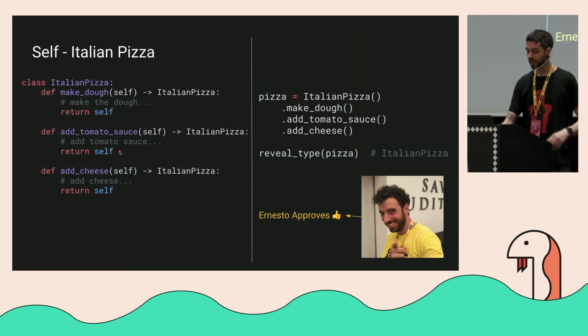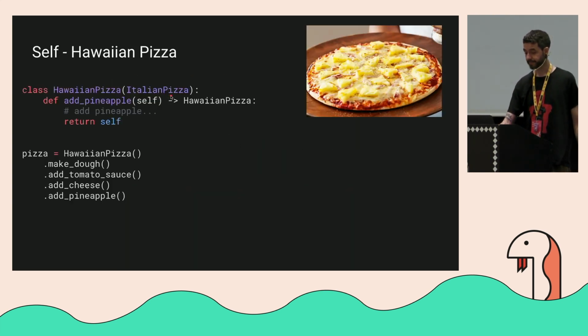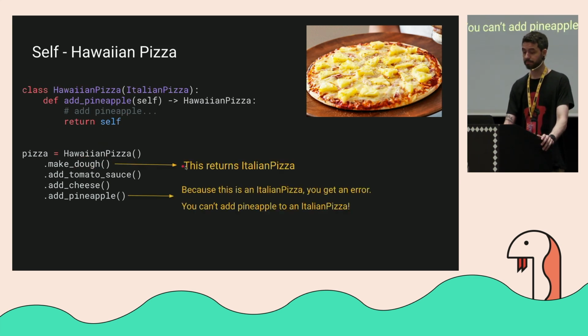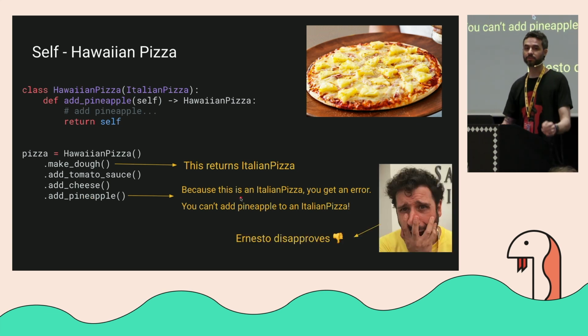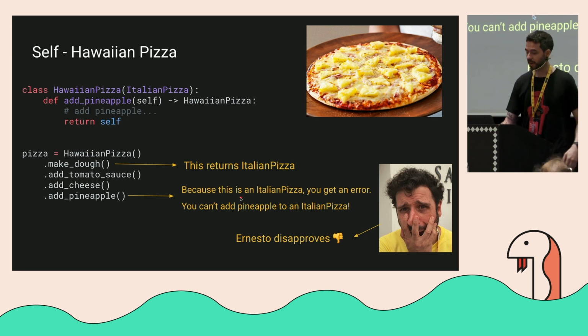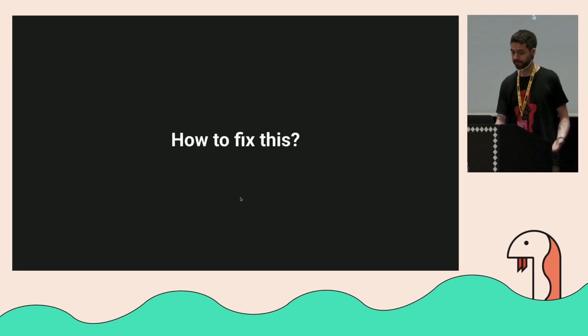If you notice it here, the make dough returns an Italian pizza. So when I do this, make dough, now this object is an Italian pizza. Add tomato sauce, okay, this is going to work. Italian pizza, you can add tomato sauce. Add cheese, it will work. You can add cheese to an Italian pizza. But you don't try to add pineapple to an Italian pizza. It's not going to work. Ernesto totally disapproves of this.